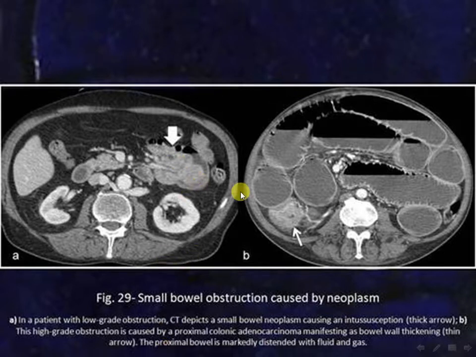And here, well, this is a high-grade obstruction. What you can see here is a low-grade obstruction caused by an intussusception. There is a tumor of the small bowel, and you can see this is the intussuscipiens and intussusceptum, bowel within bowel appearance, resulting in a low-grade small bowel obstruction.